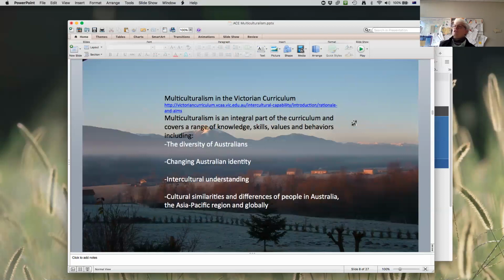So multiculturalism in the Victorian curriculum, there's a link. I'll put this slideshow on the LMS so that you can access all of the links from there, and it's got a wealth of resources in it. Diversity of Australians, changing Australian identity, intercultural understanding, and Asia-Pacific region.